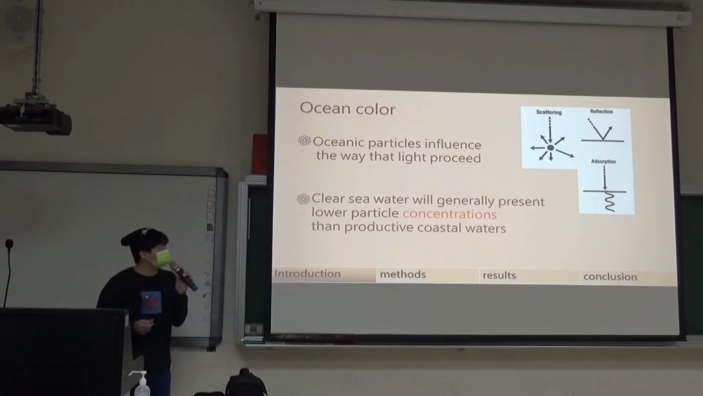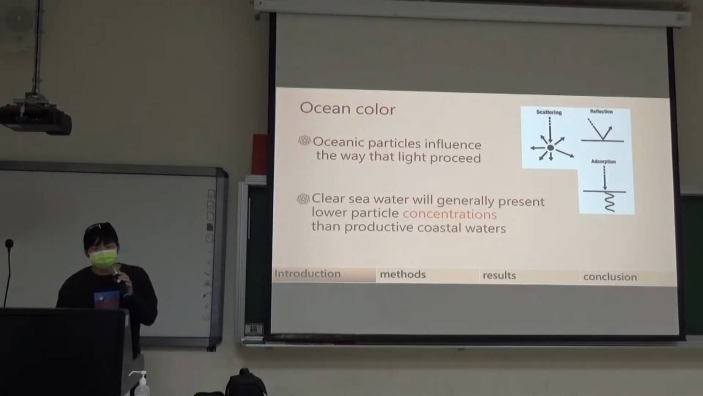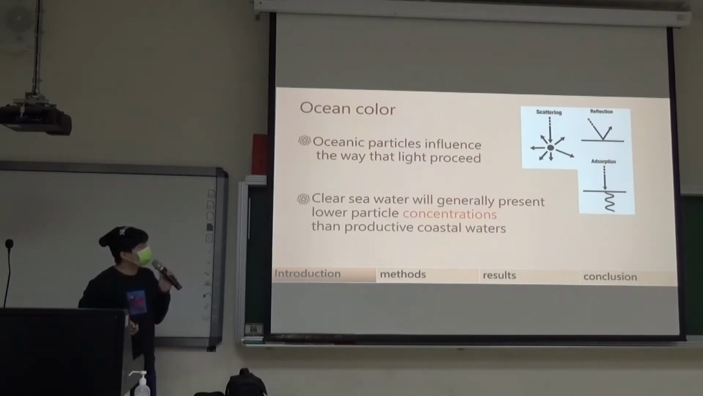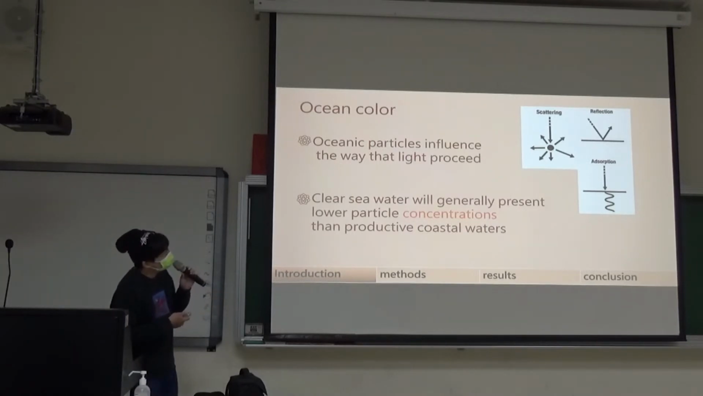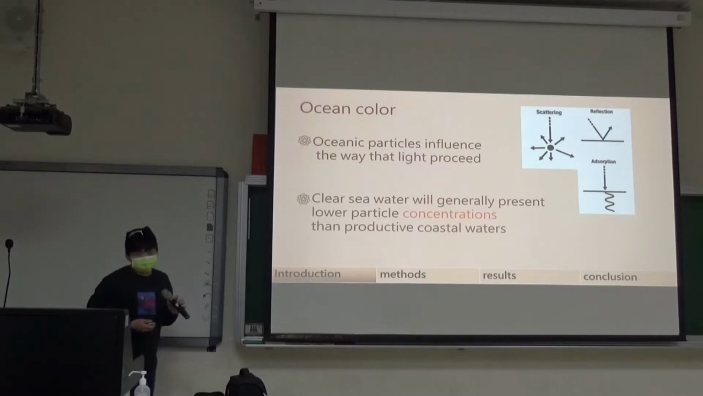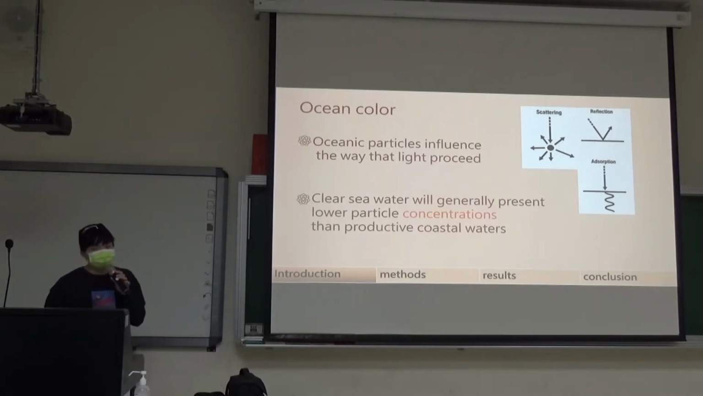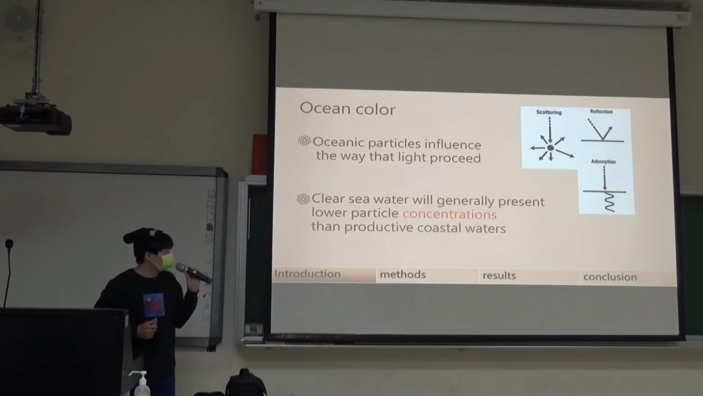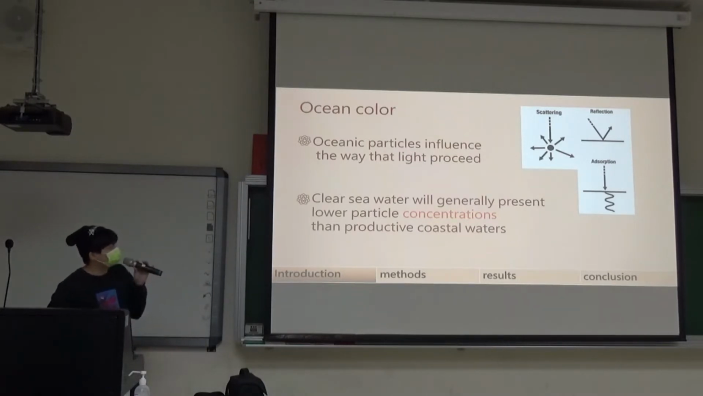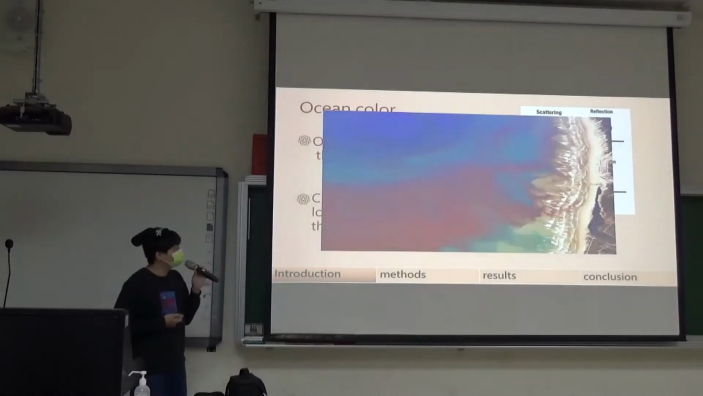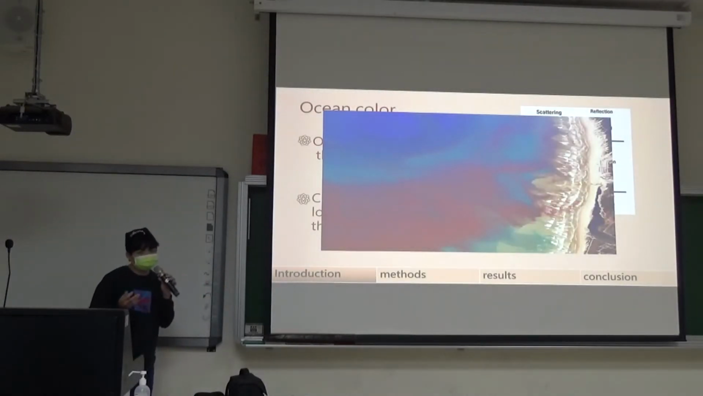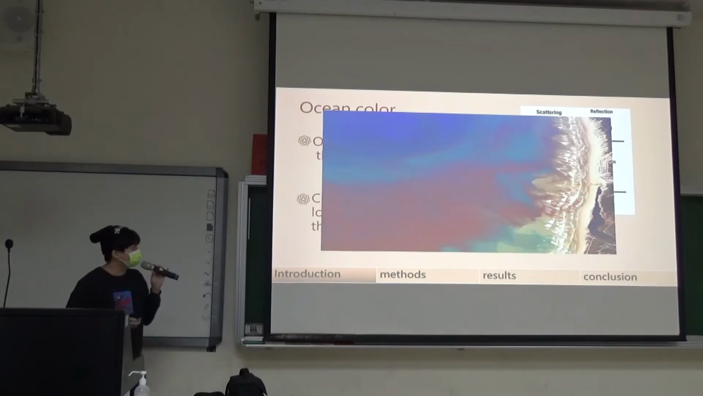So we all know the ocean color generally is blue, and we want to know why the color is blue. Oceanic particles influence the way that light proceeds, such as through scattering, reflection, and absorption. Clear water will generally present lower particle concentrations than productive coastal waters. So here is an example: this is the red tide, an example of particles influencing the ocean color.